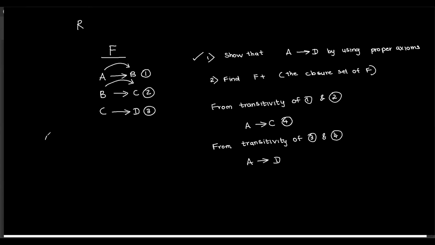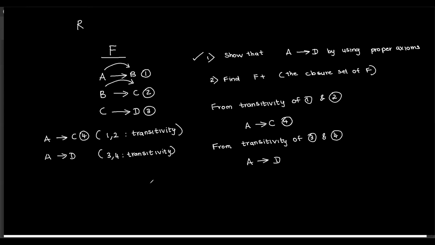So you can directly say A functionally determines C. What's the reason? 1, 2, transitivity. This is also another possible way of answering. There is no exact way to answer these questions. I'm just naming this as 4. Just answer these questions in a way that your examiner can understand. From 3 and 4 and transitivity, we can say A functionally determines D.